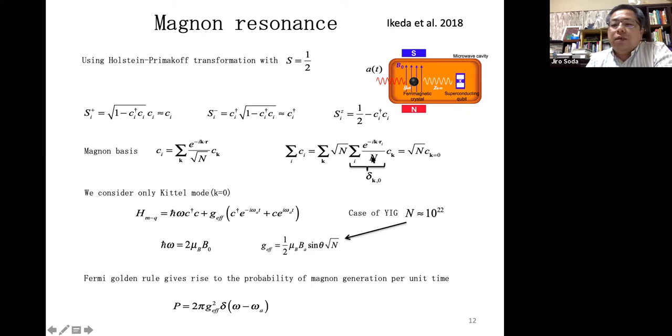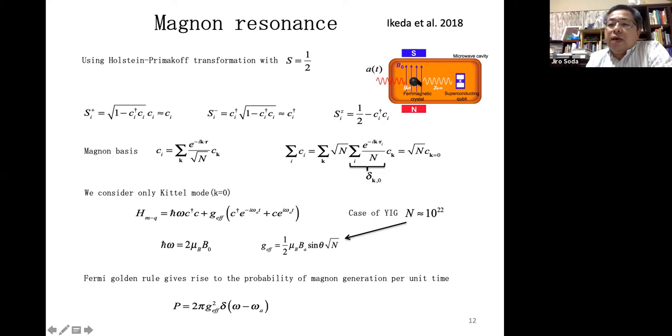Here we have the normalization, square root n, and we just rewrite this way. Then this part becomes a Kronecker delta. So finally, we get this relation. The important point is that we have the enhancement factor here, square root n, and here we have a cartoon for the system.